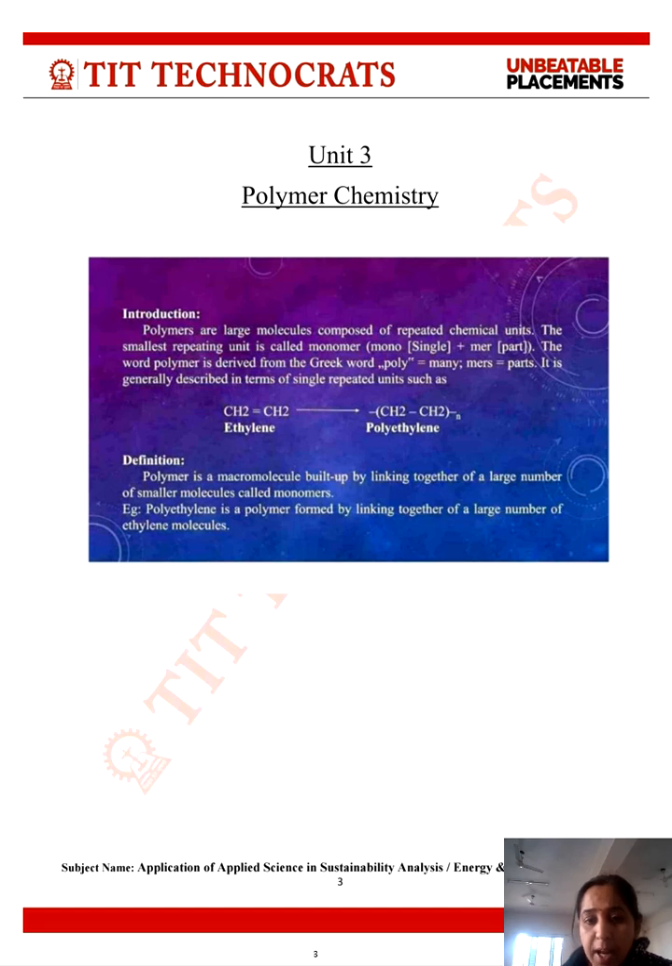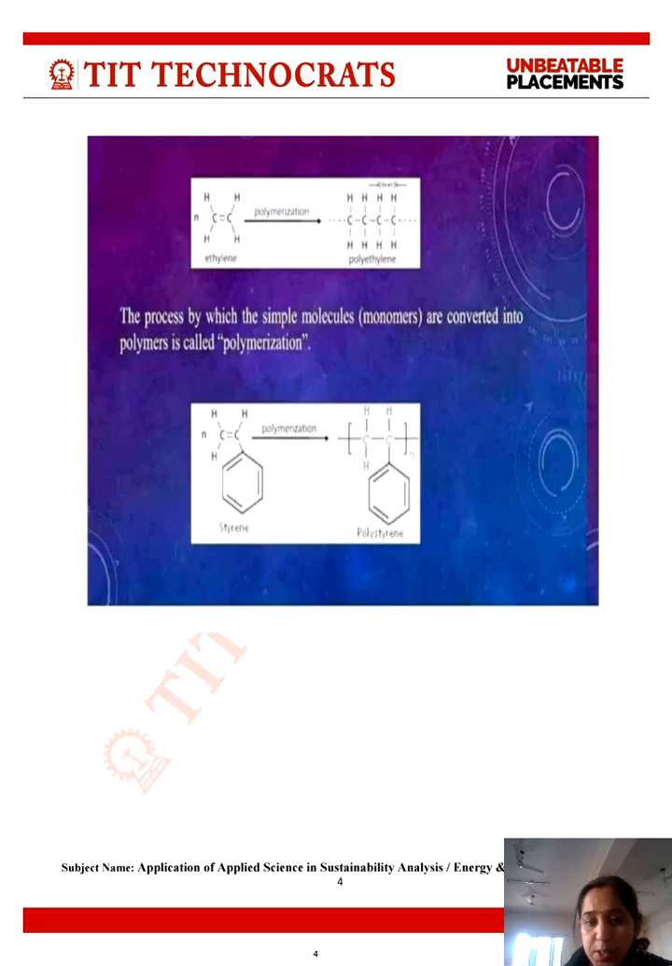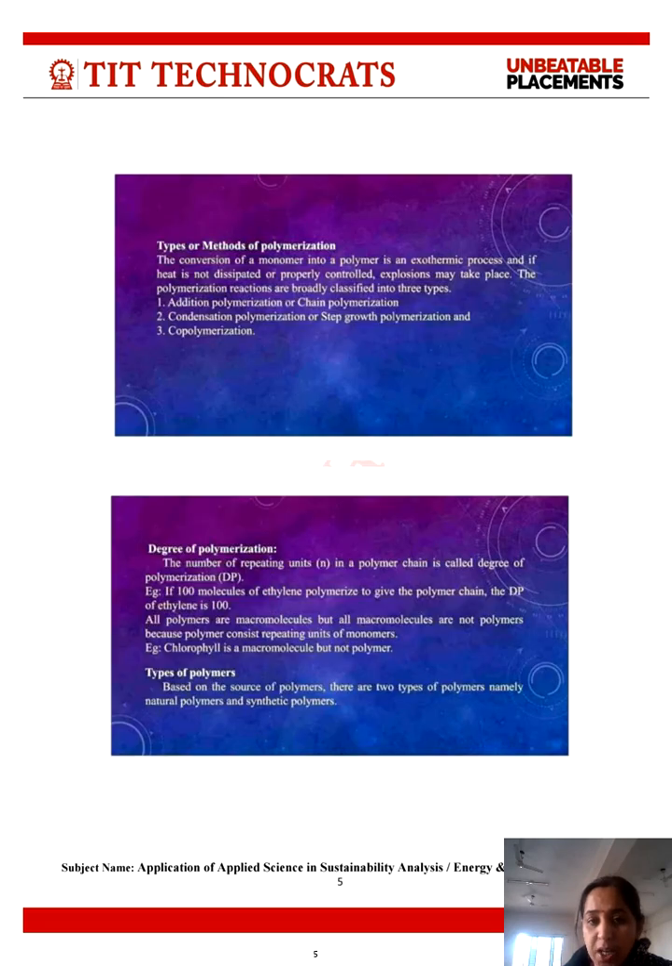It is generally described in terms of single repeated units. For example, here I have taken ethylene, which is converted into polyethylene by the process of polymerization. Polymers are macromolecules built up by linking together a large number of smaller molecules called monomers. For example, polythene is a polymer formed by linking together a large number of ethylene molecules. Now, the second example is styrene, which is converted into polystyrene by the process of polymerization.